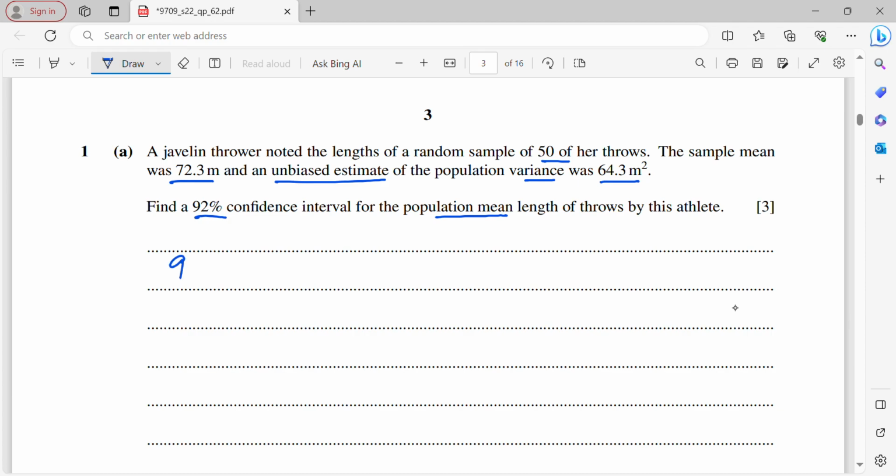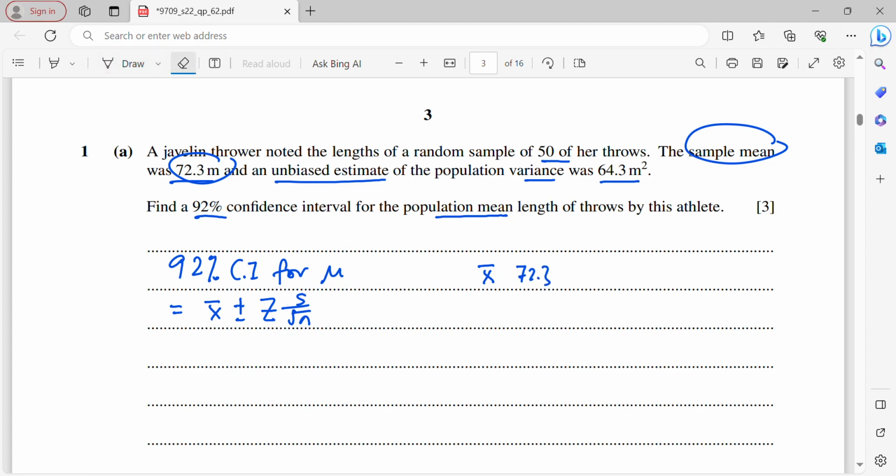Okay, so now 92% confidence interval for mu. Mu is a population mean. The formula is x bar plus minus z s over square root n. Here the sample mean is basically the x bar. And then the unbiased estimate of variance is basically sigma square hat, which is our s squared, the sample standard deviation, and you were given 64.3.